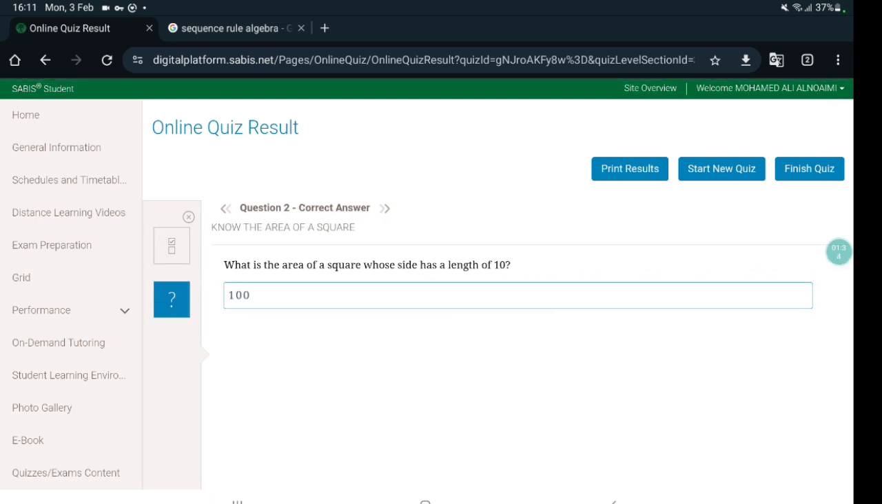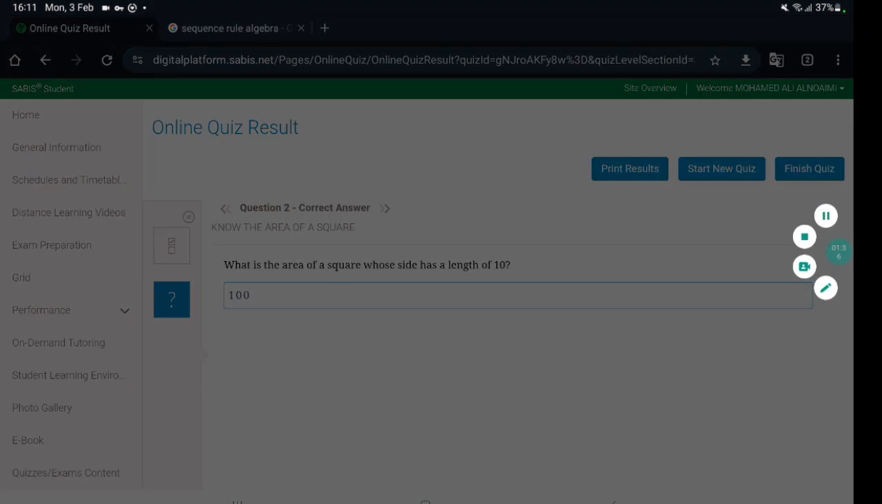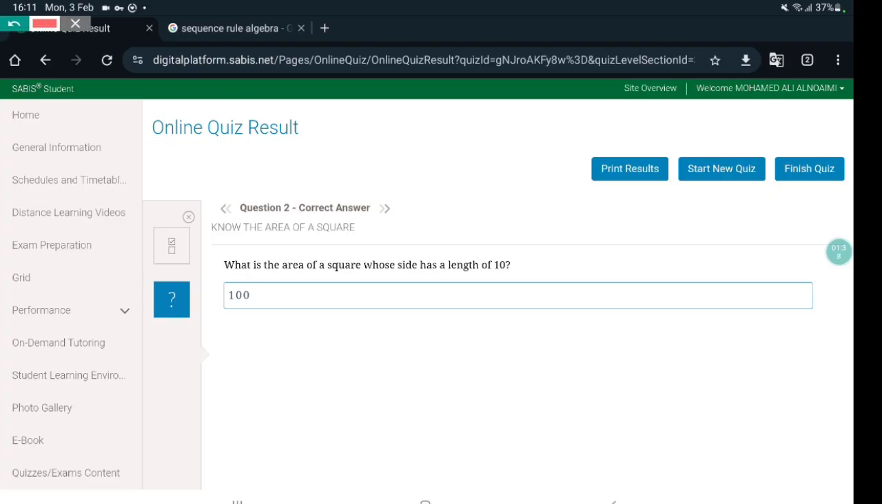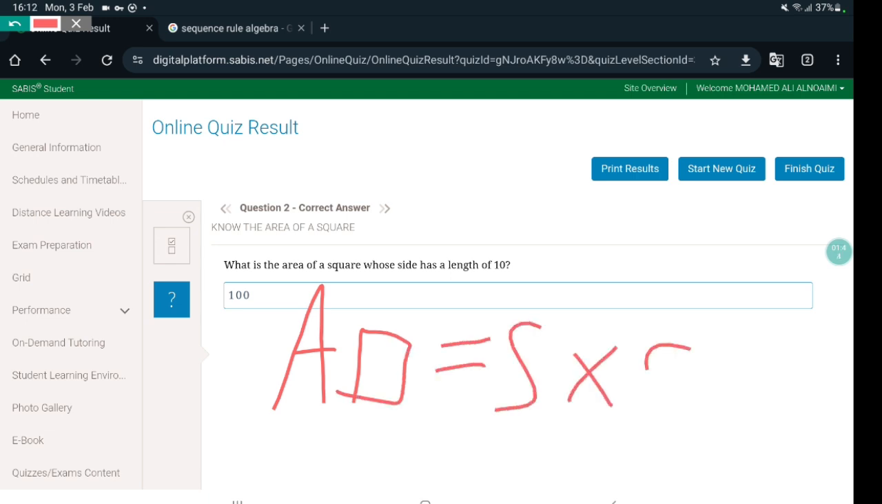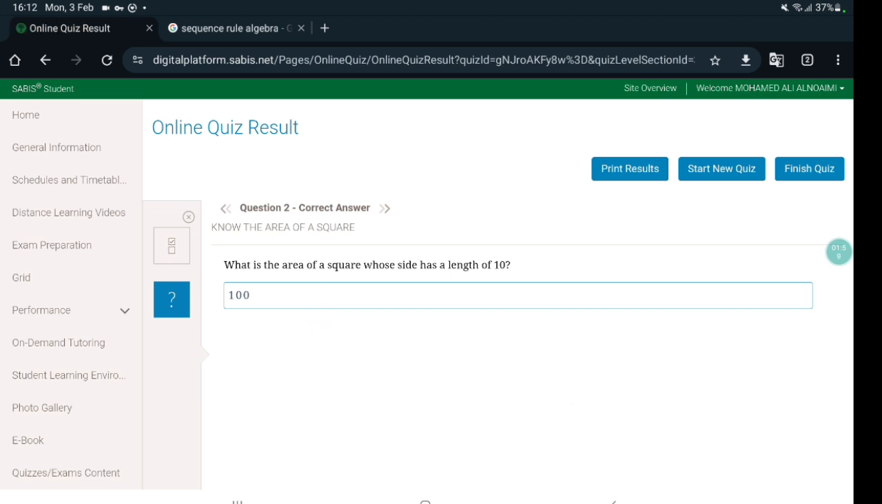For the next question, it's simple. Area of a square is equal to side times side. And we all know that a square has all equal sides, and it says in the question that one of the sides is equal to 10. So 10 times 10 is equal to 100. Next question.